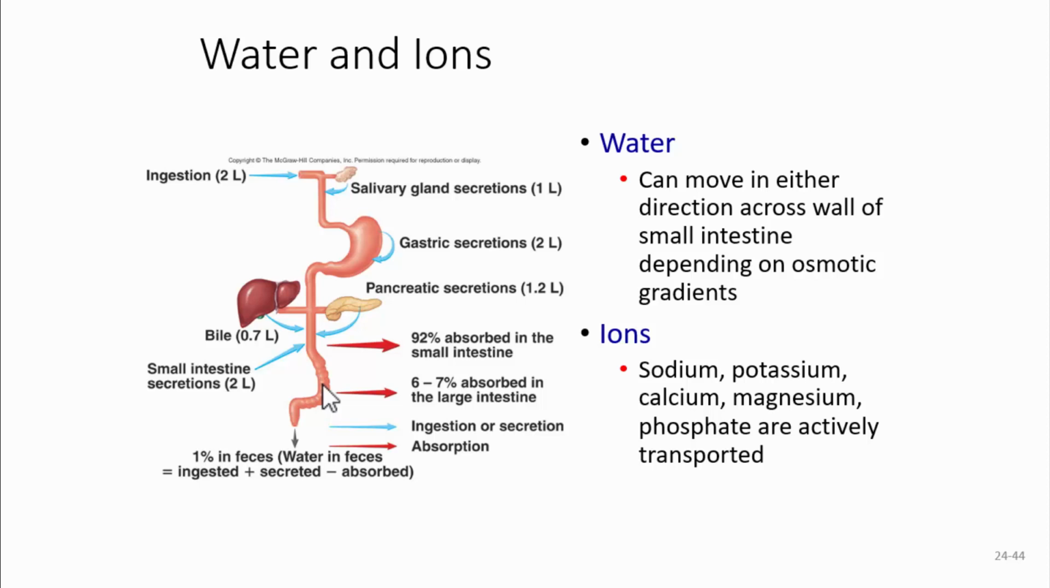But where does it go? Okay, 92% is absorbed in the small intestine. 6 to 7% is absorbed in the large intestine. And so basically we kind of have a balance between ingestion or secretion and absorption. Okay, and so 1% is what is lost through feces. So ingested plus secreted minus absorbed is going to give us that 1%.